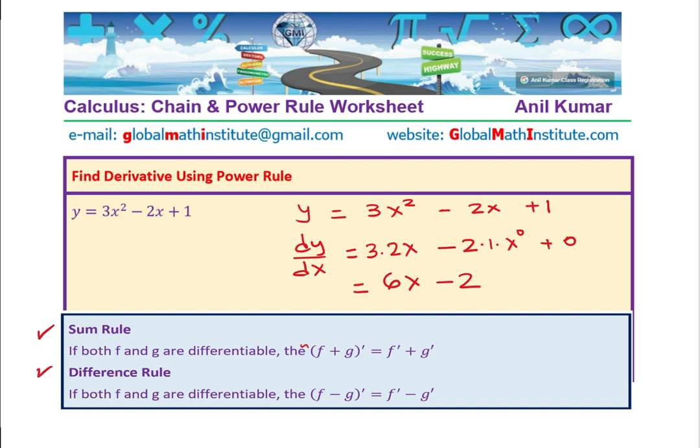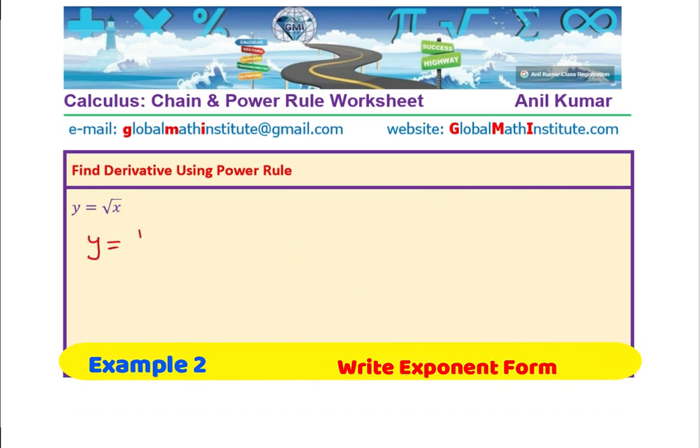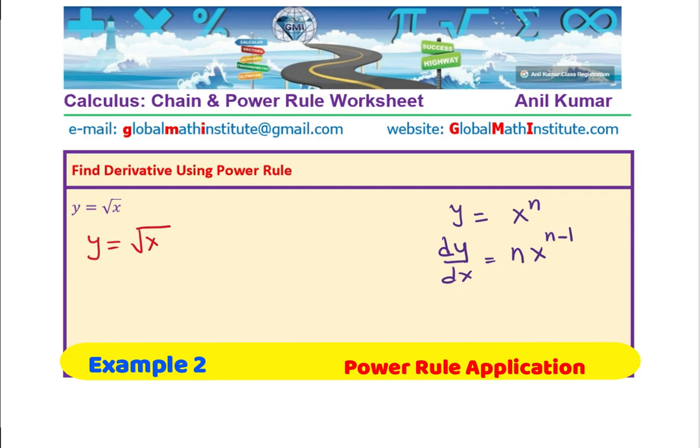Now, let's look into the second question, which is y equals square root of x. Now, we want to apply the rule, and let's rewrite the rule: if y equals, let us say, x to the power of n, in that case, the derivative dy dx is basically n times x to the power of n minus 1. Now here, what is n? N is half, right? So let's rewrite this particular expression. I could write this as x to the power of half, right?